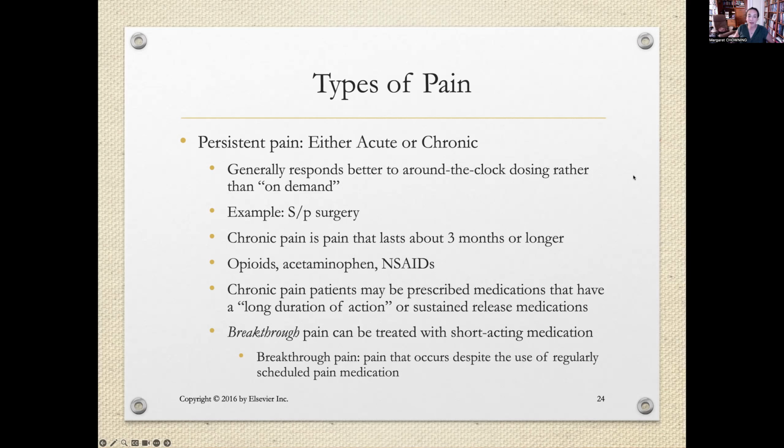So breakthrough pain is pain that occurs despite the persistent pain medication. It can be treated if a patient is on some kind of pain medication after surgery, but then they're also given a dose of tramadol and they're told once a day, if the pain is that bad, you can take a tramadol to treat that breakthrough pain. Okay. So that's what they mean by breakthrough pain.